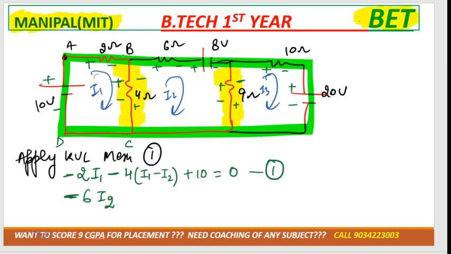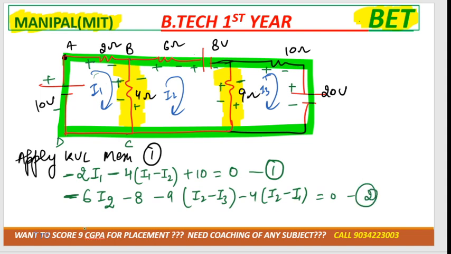Double current. Minus 6 I2 minus 8 minus 9 I2 minus I3 minus 4 I2 minus I1 is equals to 0. Now similarly third equation is minus 10 I3 minus 20 minus 3 I3 minus I2 is equals to 0.